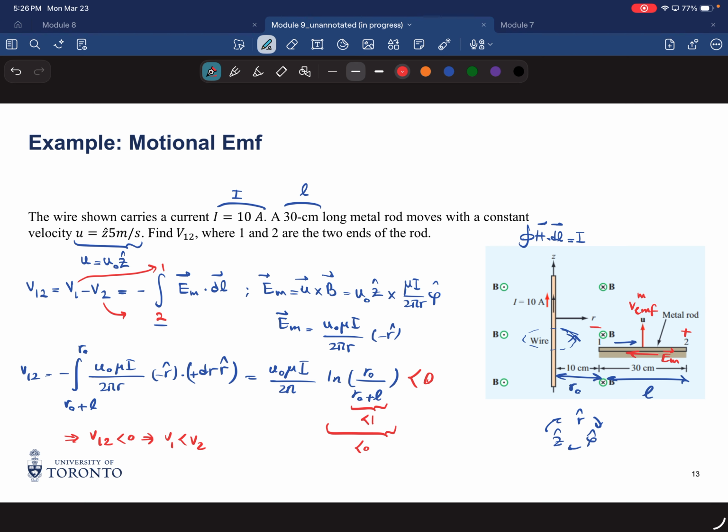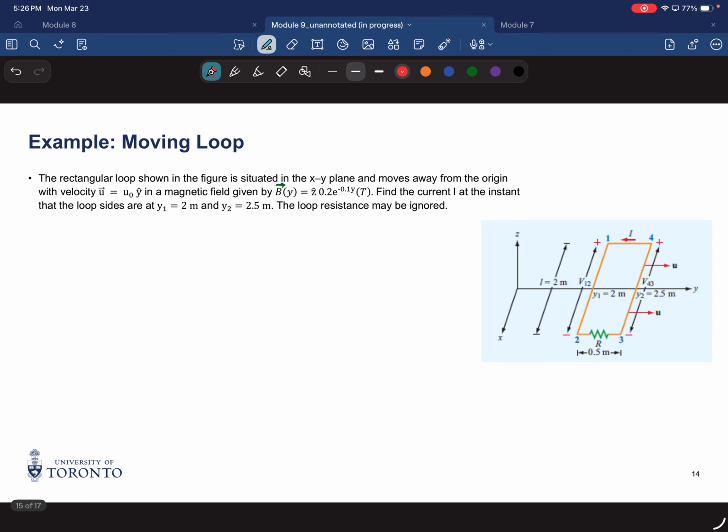Let's see another example. Here, we have a loop. Inside that loop, we have a resistance R. Let's read through this. The rectangular loop shown in the figure is situated in the XY plane, and it moves away from the origin with velocity of u0 y hat. So the loop is going in that direction, away from the origin.